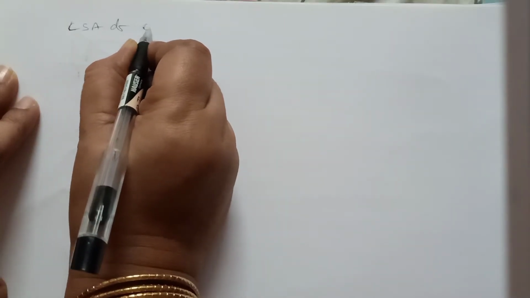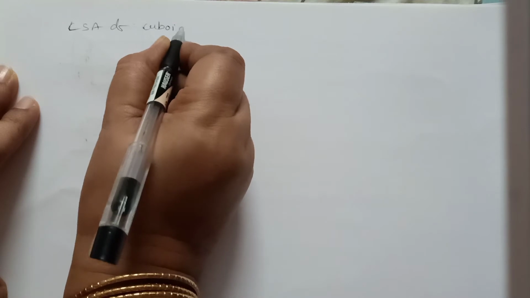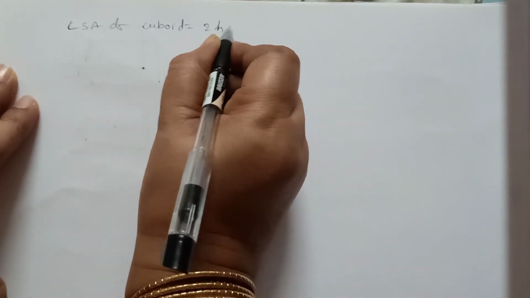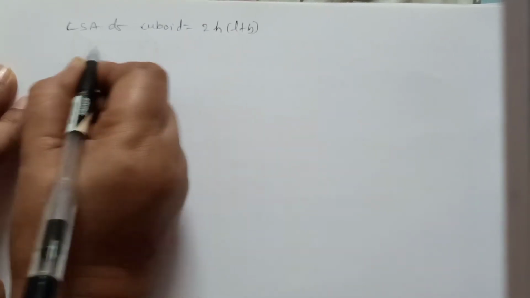In the previous class, we discussed surface areas and volumes of cubes and cuboids. Can you tell me the formulas of cubes and cuboids? So, what is the LSA of a cuboid? LSA of cuboid is 2H into (L plus B).